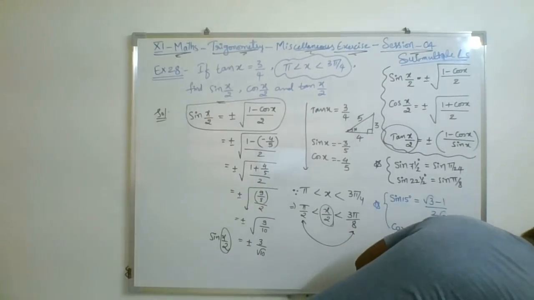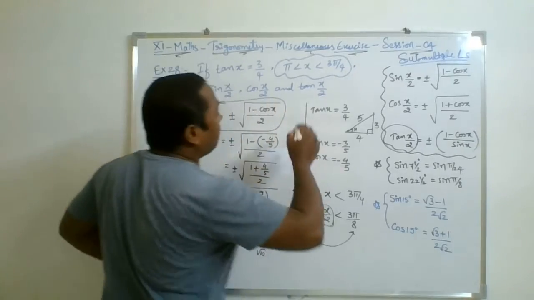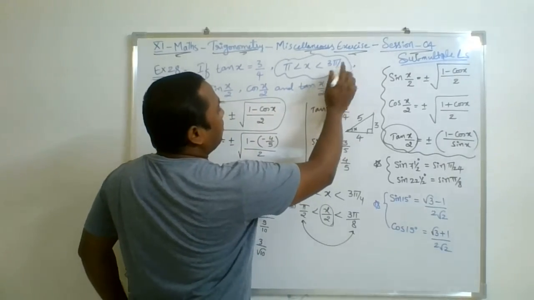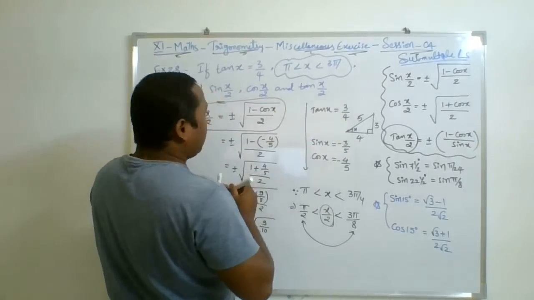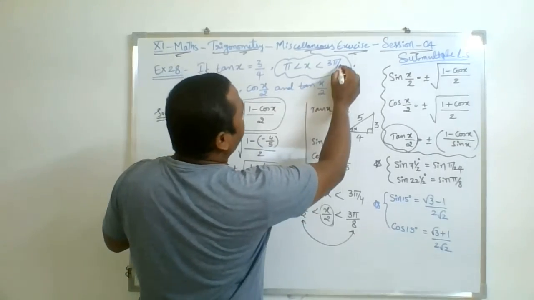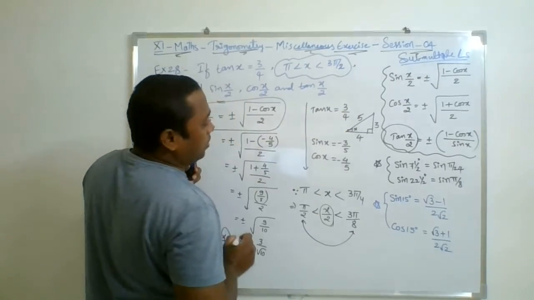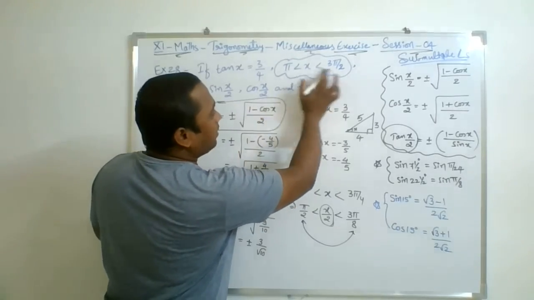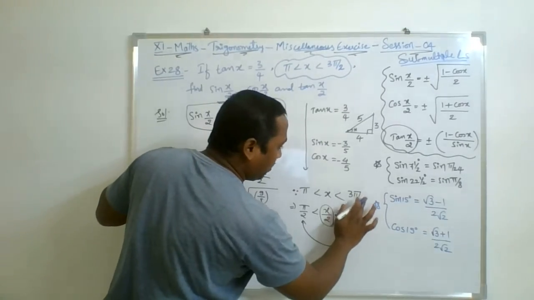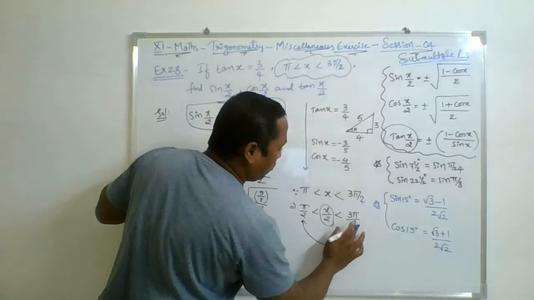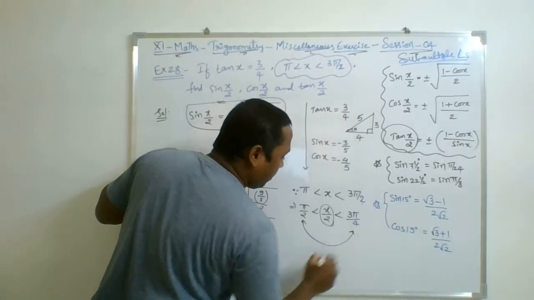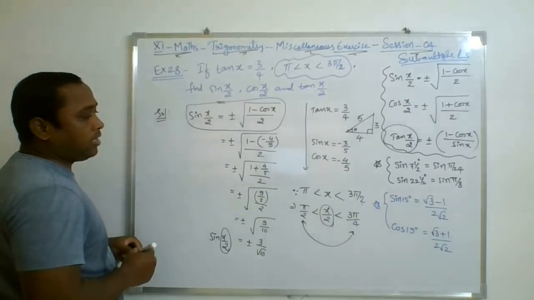Lies between, I have done some mistake over here. The question was, x lies between pi to 3 pi by 2. Still the angle x lies in third quadrant. यहाँ मैंने थोड़ा सा mistake कर दी. Pi by 2, it becomes pi by 4. Now you can see here.